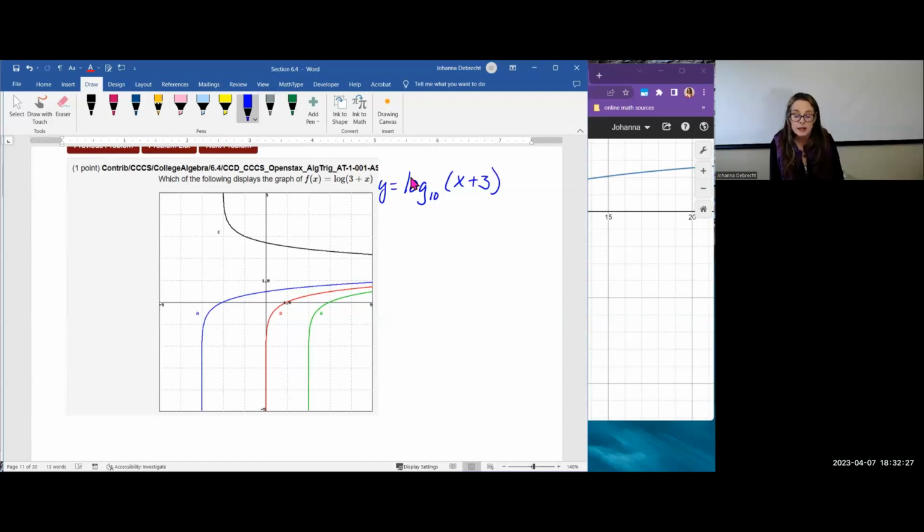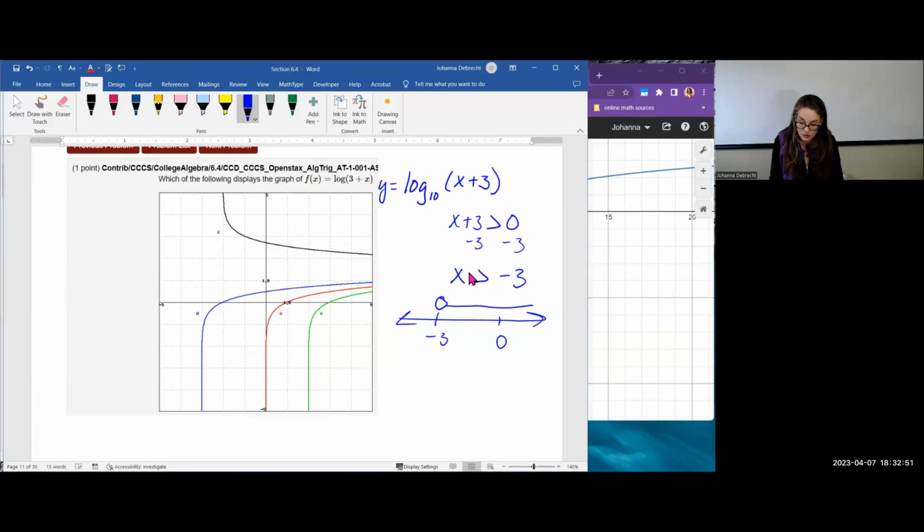If I look at the domain, I know that x plus 3 has to be strictly positive. If I move the 3, that means that x is greater than -3. Which means that when I do my number line, I've got -3 down here, 0 here, an empty circle at -3, but the variable x is on the wide end of the symbol, so I still go to the right, which means that I have from -3 to infinity. So my graph should be starting around -3, close to -3, not including -3, and moving to the right.